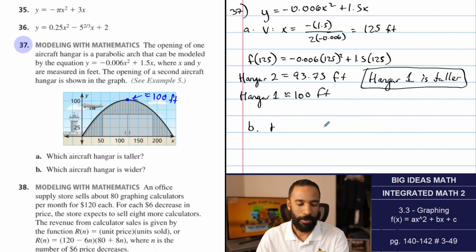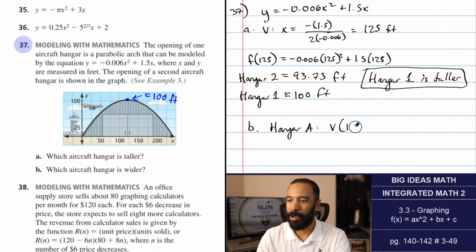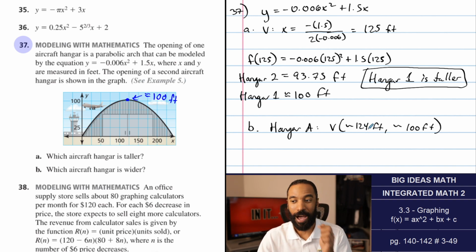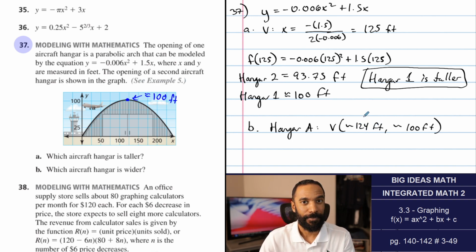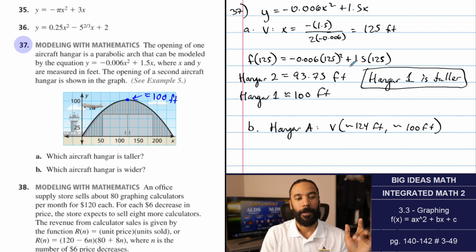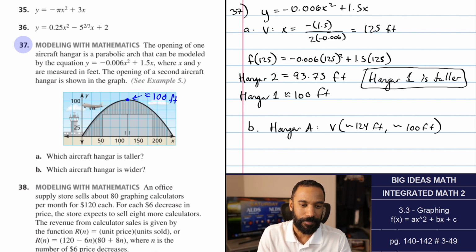Let's see. It's about 124 feet, comma, about 100 feet, probably 101 feet or so. Now that 124 though is less than 125. Remember the other one was 125 feet. The halfway point. Oh, here's another way you can tell.